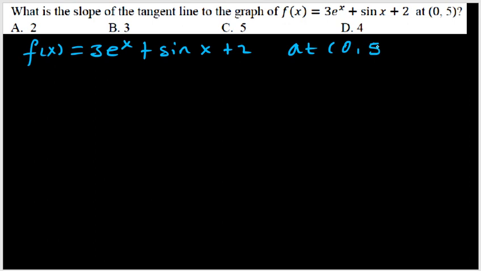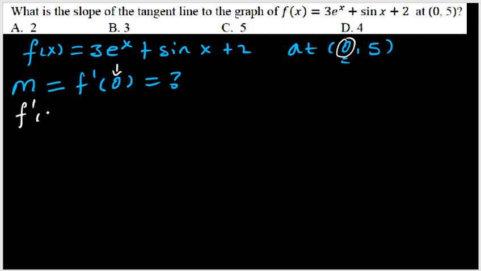The next question, it says, what is the slope of the tangent line to the graph of the function f of x, 3e the power of x plus sine x plus 2 at 0, 5? We need to find the slope only. The slope is the derivative of the function at the first point, that is at 0. This is what we need. So slope of tangent line for a given function means derive the function and then substitute the first coordinate given here.